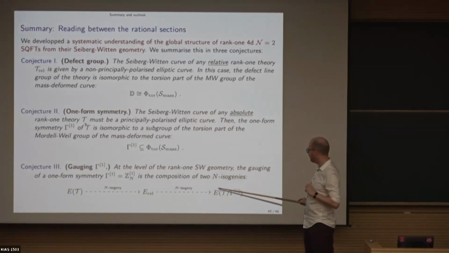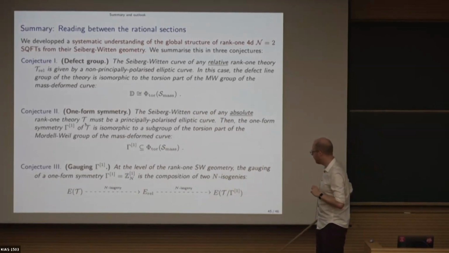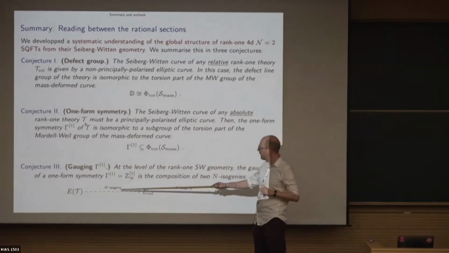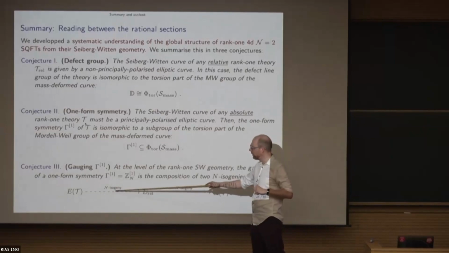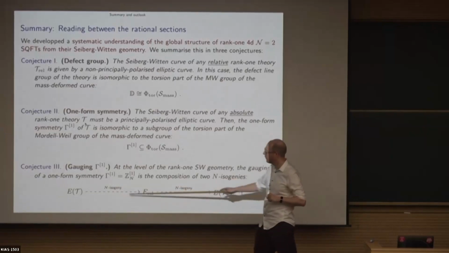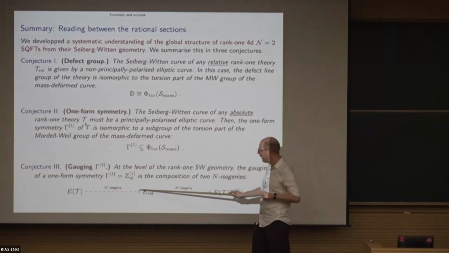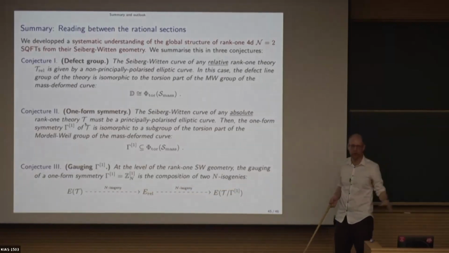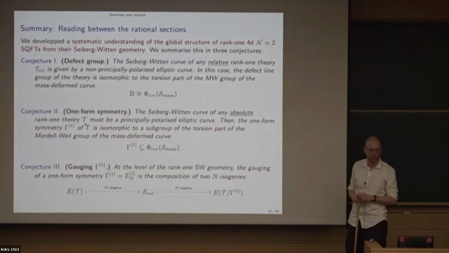And so the final piece that I want to insist on is that the gauging of a rank one symmetry is almost what we said naively. It should be just quotienting the fiber. But in fact, you need to quotient the fiber twice. You start from an absolute theory, do an isogeny, get a relative theory, and keep going and find whichever other global form of the theory.